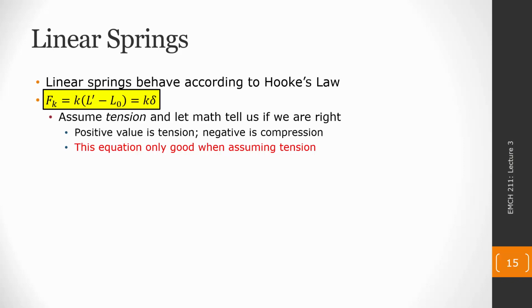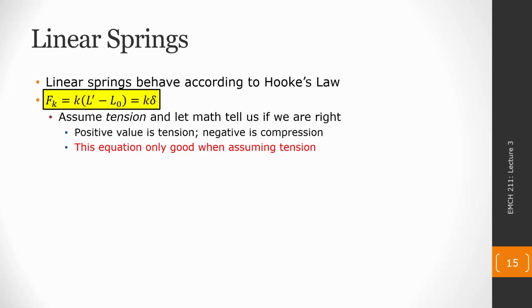Because if it's longer than it is when it's unstretched, if L prime is greater than L naught, then that delta is going to be positive, and thus F sub k will be positive, since the spring constant must be positive. If the spring is in compression, meaning that L prime is smaller than its original length, so L prime minus L naught is negative, well, we have k times a negative delta gives us a negative F sub k.